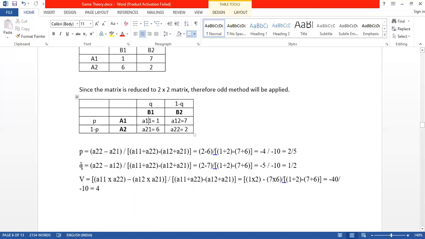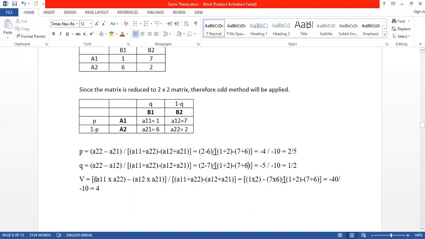Similarly, in case of Q, we have put the value, say A22 is 2, A12 is 7. Then A11 is 1, A22 is 2, minus A12 is 7 and A21 is 6, right? So by solving this, we have minus 5 by minus 10, so it is 1 by 2.